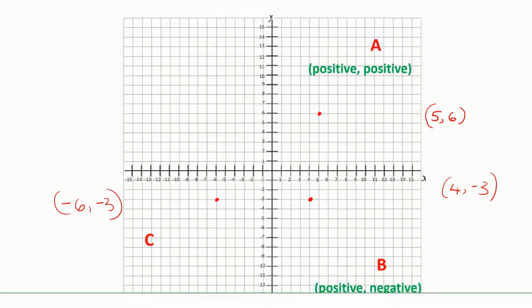What do you notice about those 2 numbers in quadrant C? They are both negative numbers. And again, this is easy to spot because if I look at my x-axis and my y-axis, I can see that all the numbers are negative along the x-axis and negative along the y-axis.